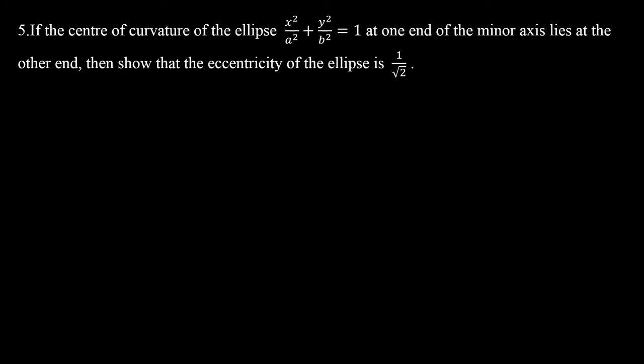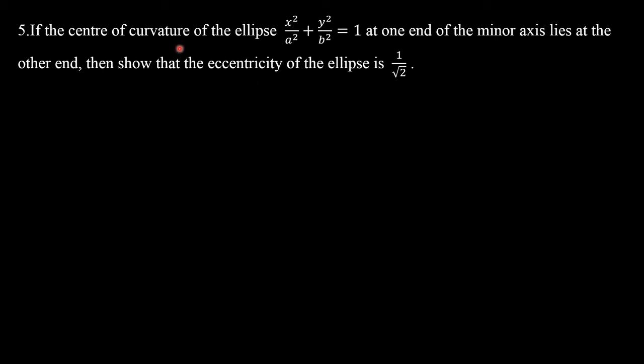Last problem. If the center of curvature of the ellipse x²/a² + y²/b² = 1 at one end of the minor axis lies at the other end, then show that the eccentricity of the ellipse is 1/√2. Just observe the question over here, students.